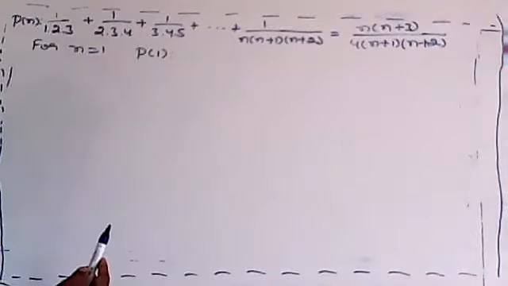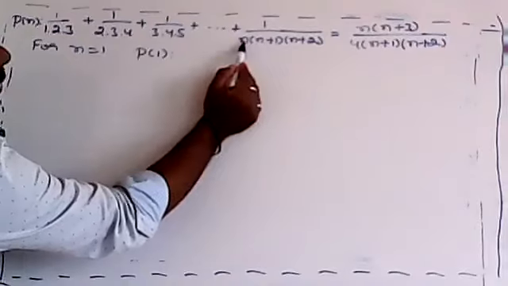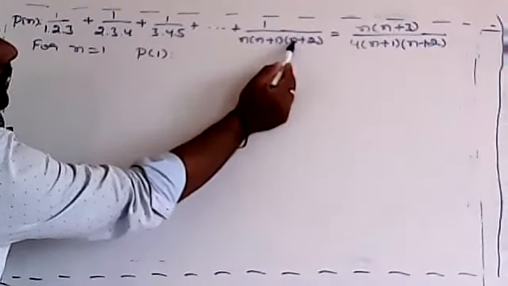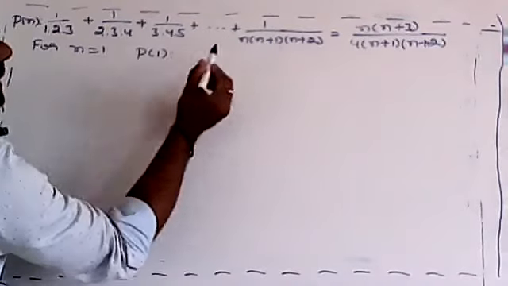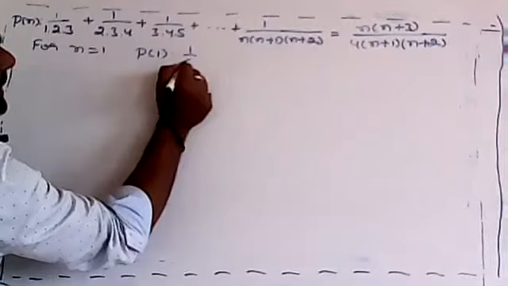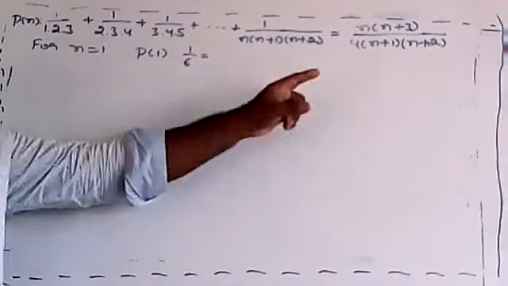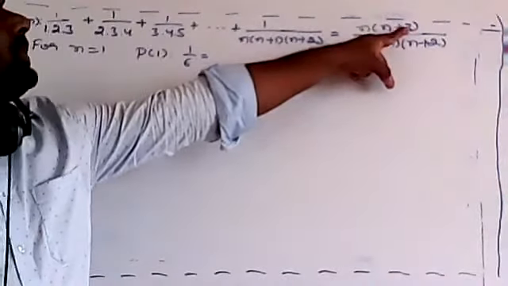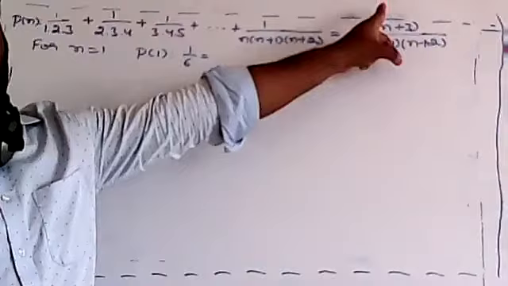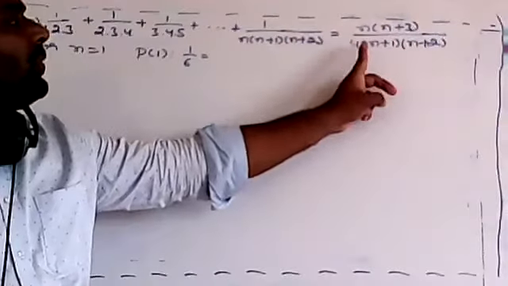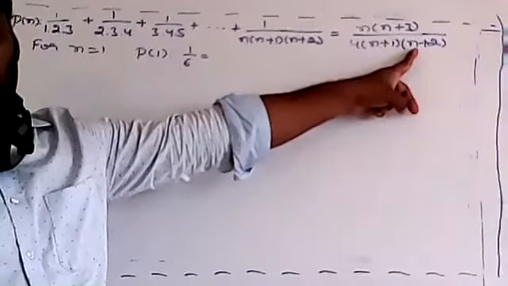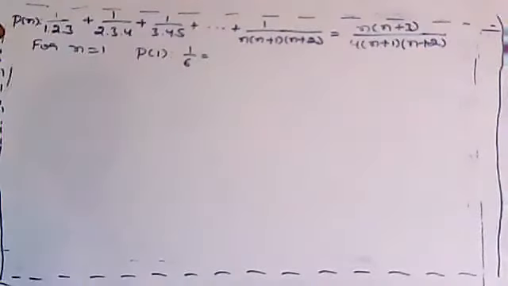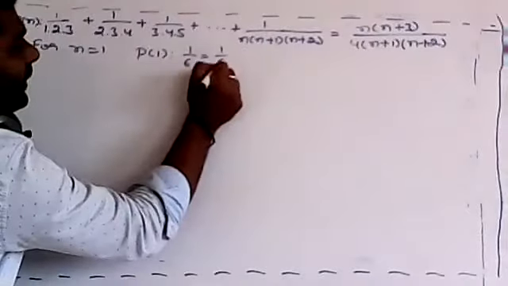Correct? If you put 1 here, what we get? Tell me. Yes, good. 1 into 1 plus 1 is 2, 1 plus 2 is 3. So 2 into 3 is what? 6. 1 by 6, which is equal to, just check here also. 1 plus 3 is what? 4. 4 into 1 is 4, divided by 4 into 2 into 3. Correct? Yes, right answer. That is nothing but what? 1 by 6 only. Good.